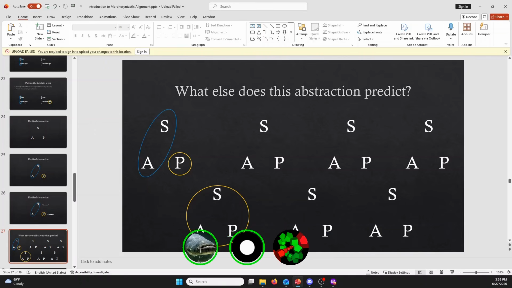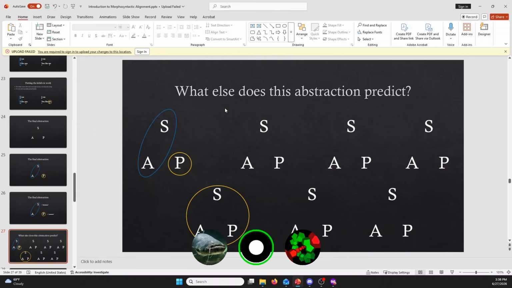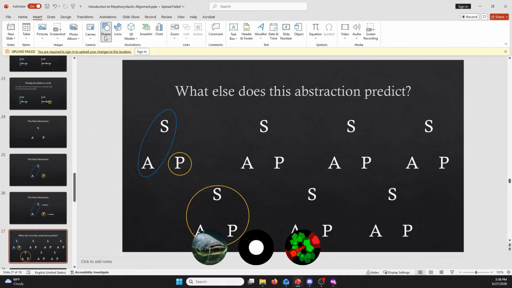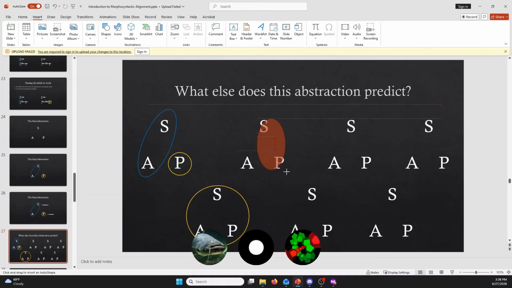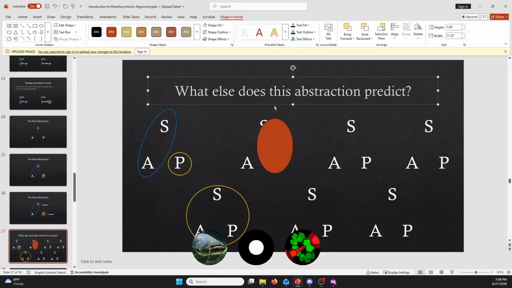More circles. I'll add one. Group the S with the P and leave the A alone. Great, great. You guys get to, while you admire my PowerPoint skills, definitely keep thinking.